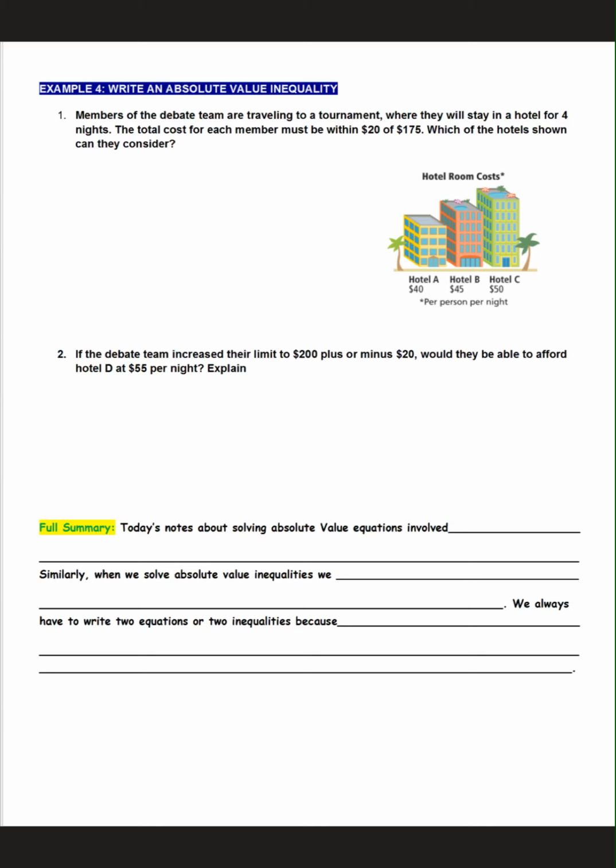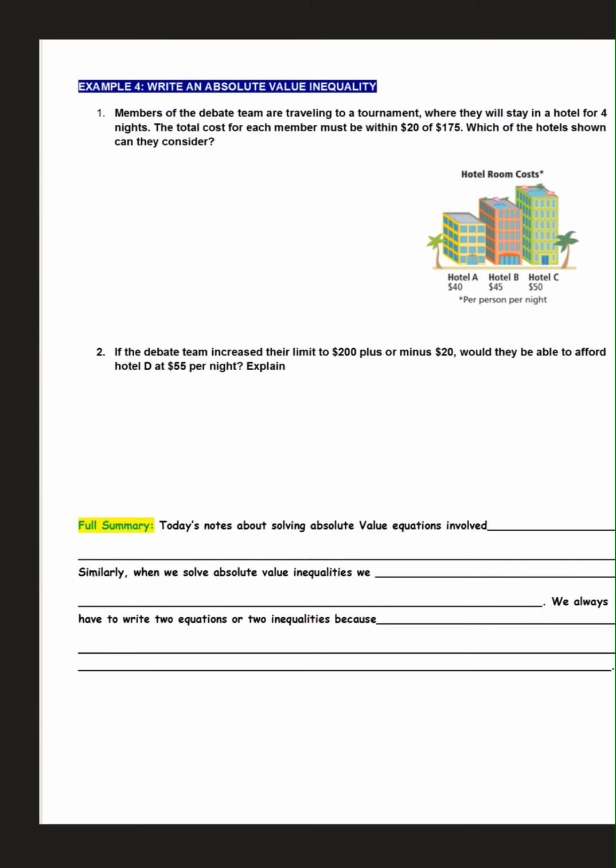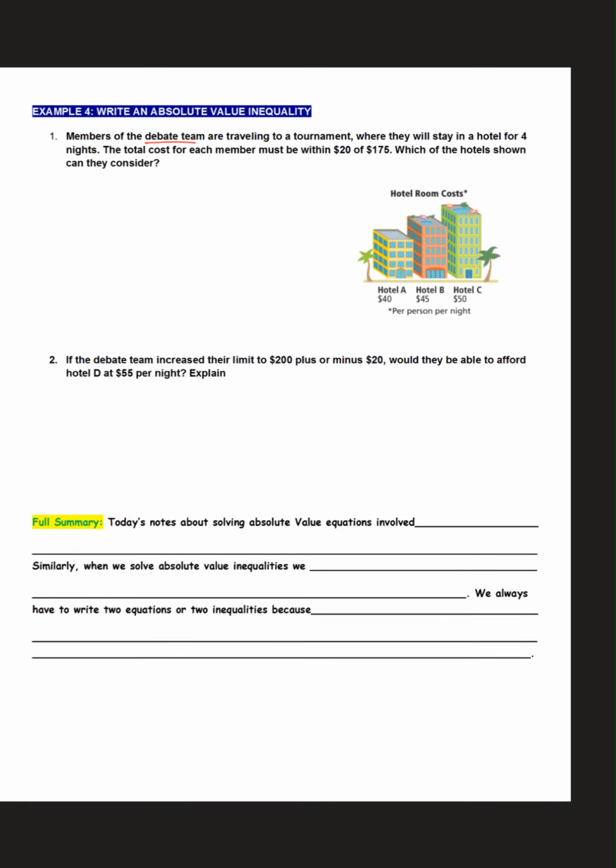So number 1, members of the debate team are traveling to a tournament where they will stay in a hotel for 4 nights. The total cost for each member must be within $20 of $175. Which of the hotels shown can they consider?